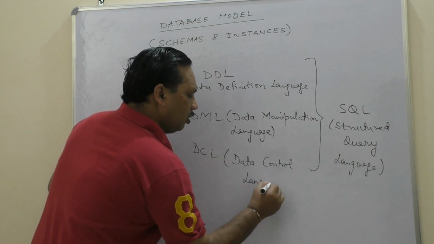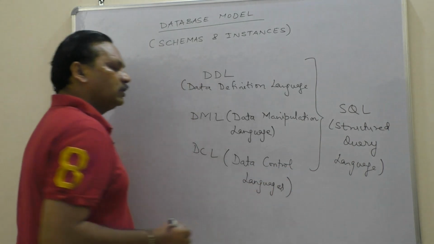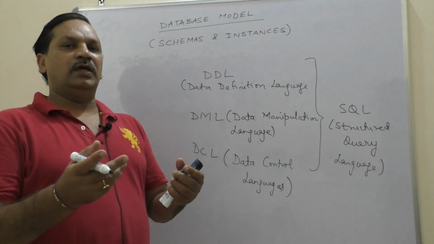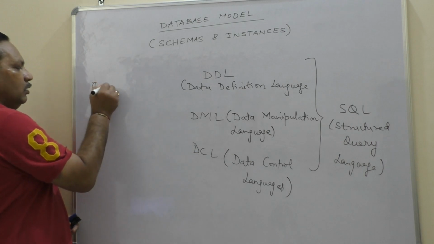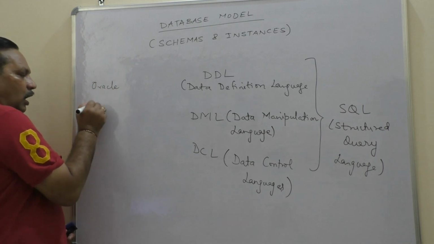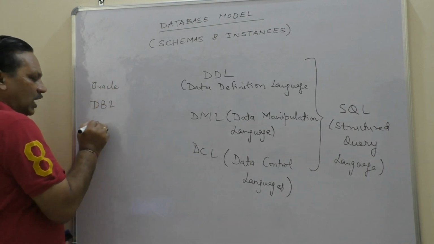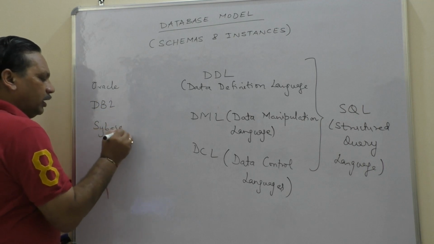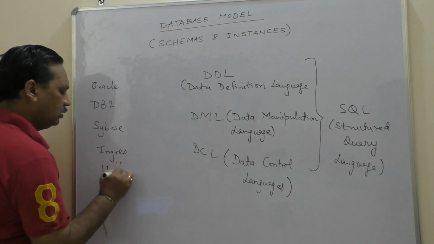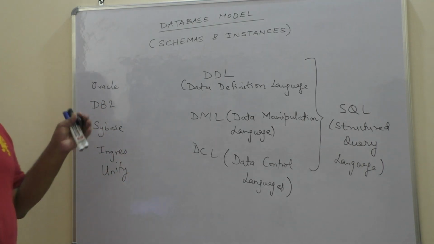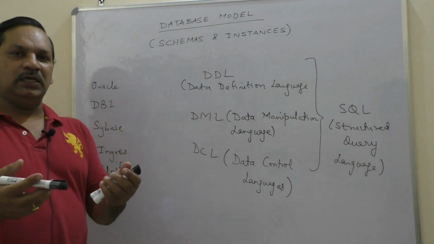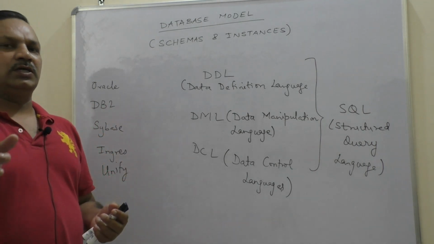So these are all the commands which are used in a database system using any software such as Oracle, which is nothing but a database software, or DB2, or Sybase, or Ingres, or Unify, and so on. Now there are various database languages. The most popular database language is what? Oracle. So you might be having Oracle 10G, Oracle 11G. These are just the versions of Oracle.